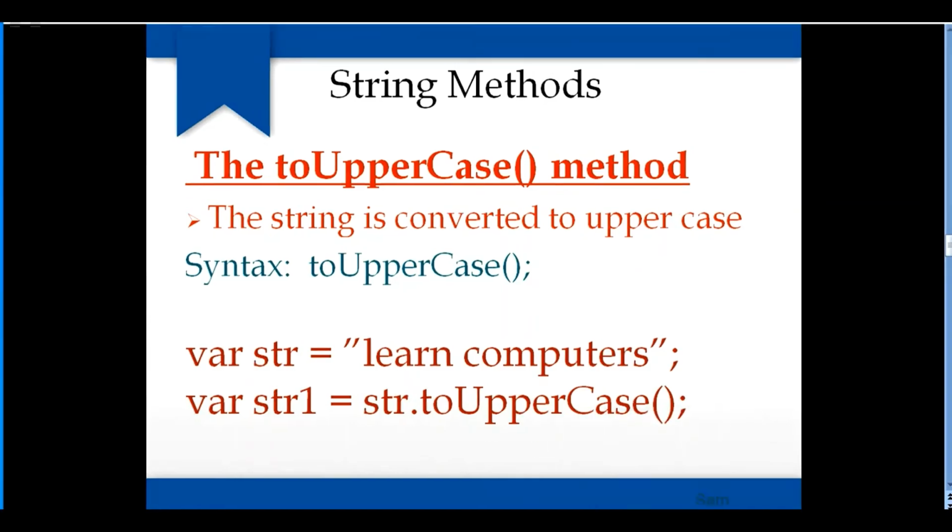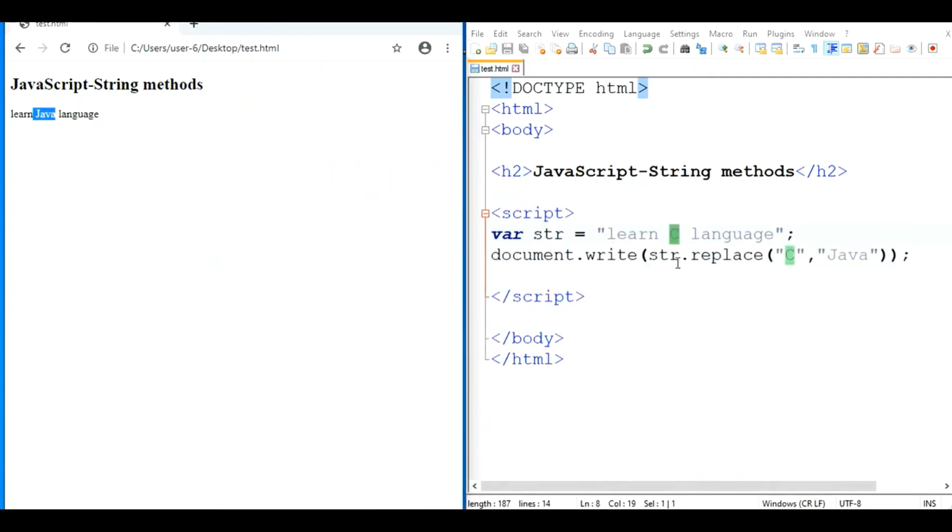Now we'll take one example. Learn C language, str.toUpperCase. We need not pass any arguments. Now save this. Learn C language: all the small letters became capital letters here.